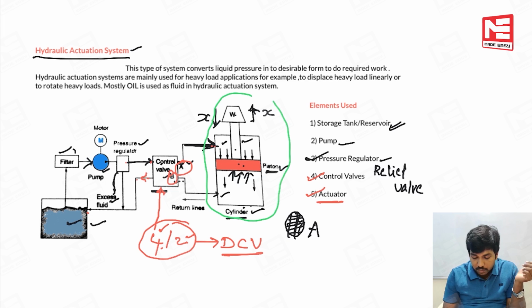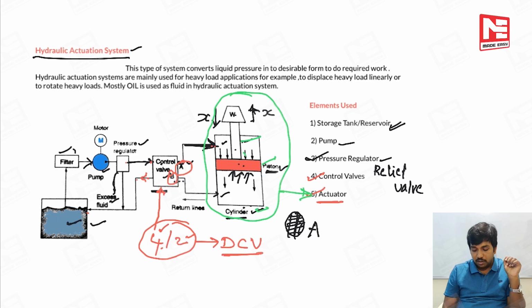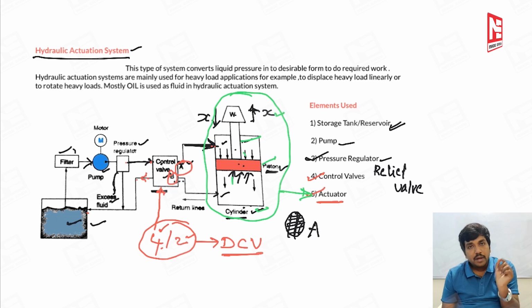This cylinder, piston, cylindrical rod, load and all these things, up to here, all together is called the hydraulic actuator. The final job of the hydraulic actuator is to convert the liquid pressure into linear displacement. Then it is called a hydraulic cylinder.